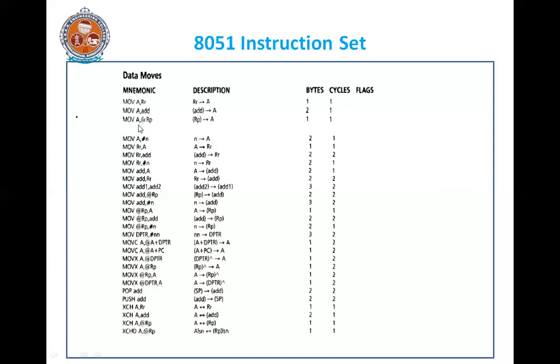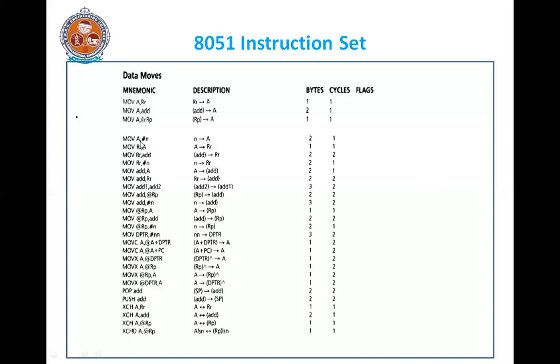Next, MOV A, @Rp. Here @ means, suppose this register contains some address, say 2000, then the data at the memory address 2000 is moved to the accumulator register. So it is not the 2000 that is moved directly, but the data at the address 2000 is moved to the accumulator register.